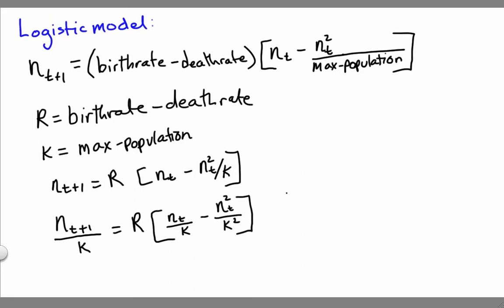And now I'm going to define one more new symbol, and that's going to be x sub t is equal to N sub t over K. So now I can rewrite this equation using my new symbol x.